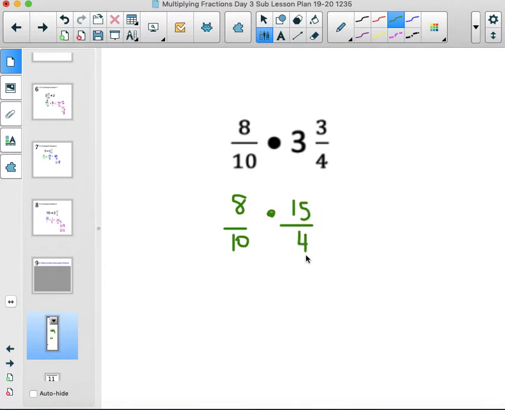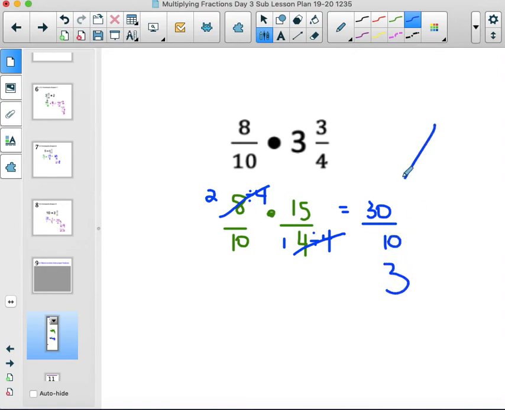Remember that I choose these numbers for a specific reason. For example, I know that 8 and 4 are both divisible by 4, so I'm going to divide both of those by 4. 8 divided by 4 is 2, and 4 divided by 4 is 1. I am going to just multiply. I can simplify both these by 5, but either way, you're going to see probably quite quickly what it simplifies to. 2 times 15 is 30, and 10 times 1 is 10. 30 divided by 10 is 3.